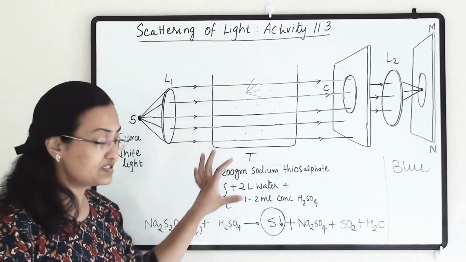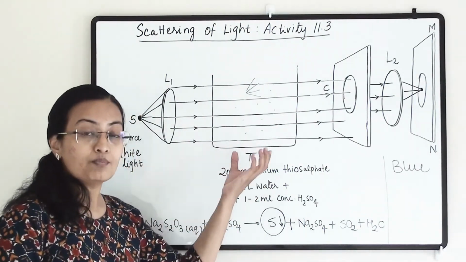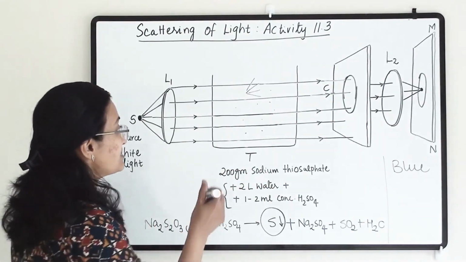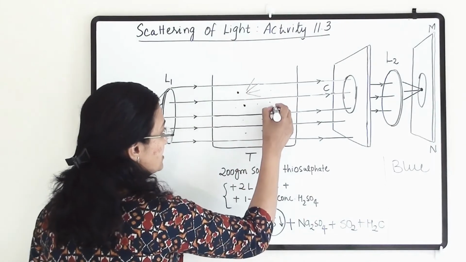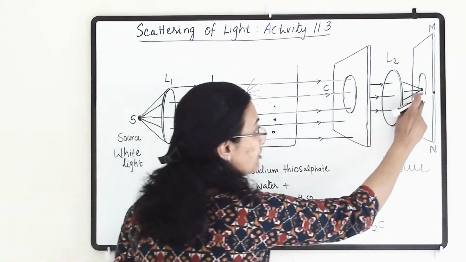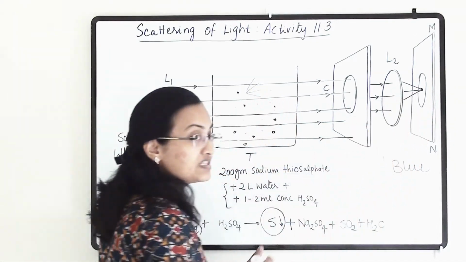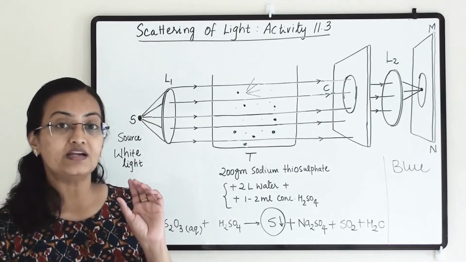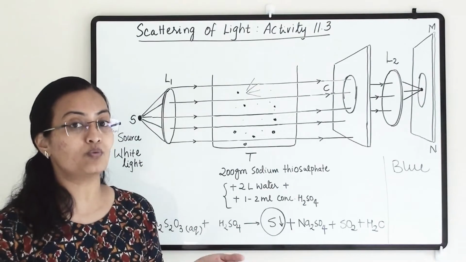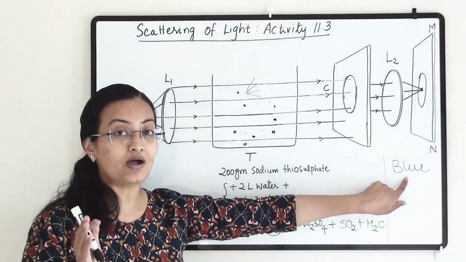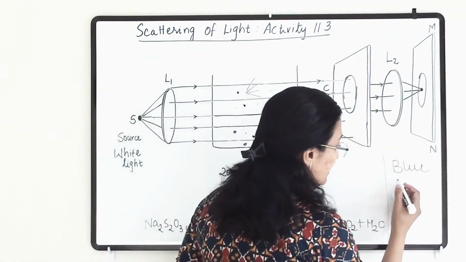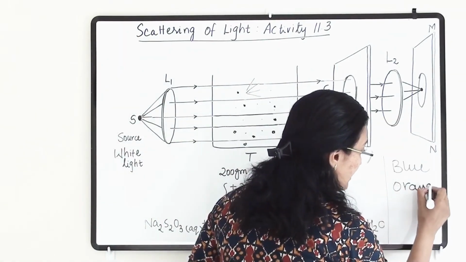After that, as this reaction progresses, our particles will become bigger. The particle size will be growing continuously. As the particles grow, the color of the light will change, because as the particle size becomes bigger and bigger, they will scatter light which has a longer wavelength. Blue or violet light has a smaller wavelength. So after some time, we'll be able to see the orange color light.